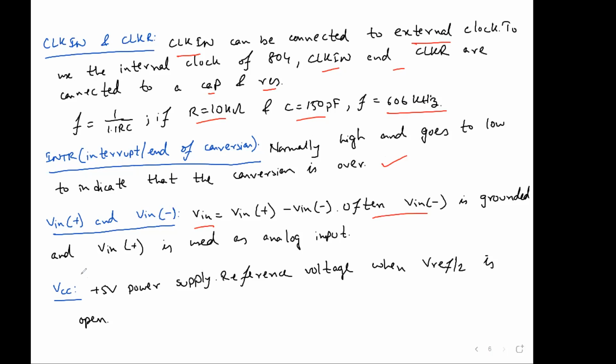And finally, we have the VCC, which is the plus 5 volt power supply. We told you this is the reference voltage only when this particular pin, you will see in the figure that there is a pin which is known as Vref by 2. So if this pin is not connected, then only VCC will act as the reference voltage. But if this pin is connected, then the reference voltage will be different, as we will see in a while. All right, so these are the pin configurations. We are only left with Vref by 2. So now let us see Vref by 2.